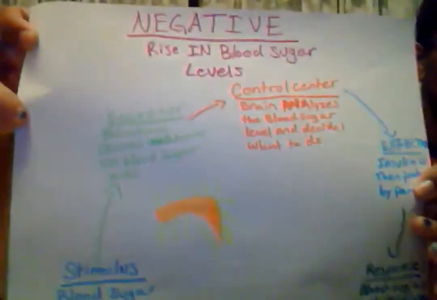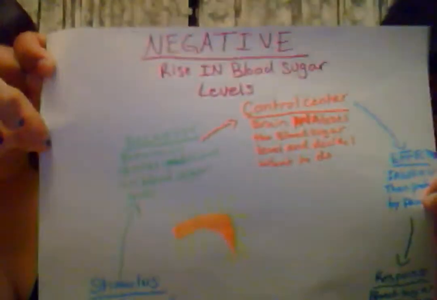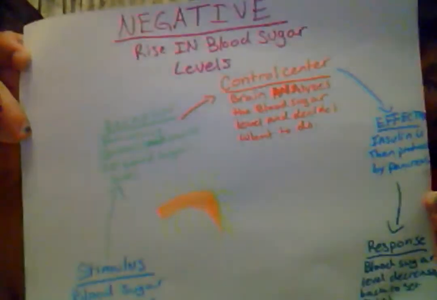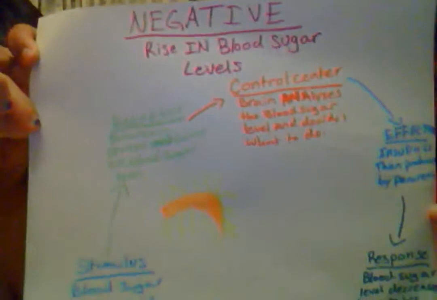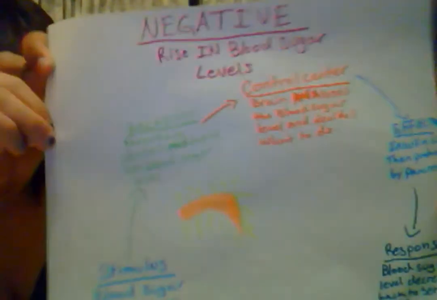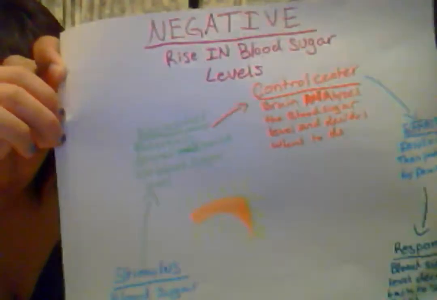So first, negative feedback. An example of negative feedback would be a rise in blood sugar level. The stimulus would be the increase in blood sugar level. The control center is the brain, which analyzes the blood sugar level, and the effector is the pancreas, which produces insulin. The response is the blood sugar level goes down and goes back to the set point.